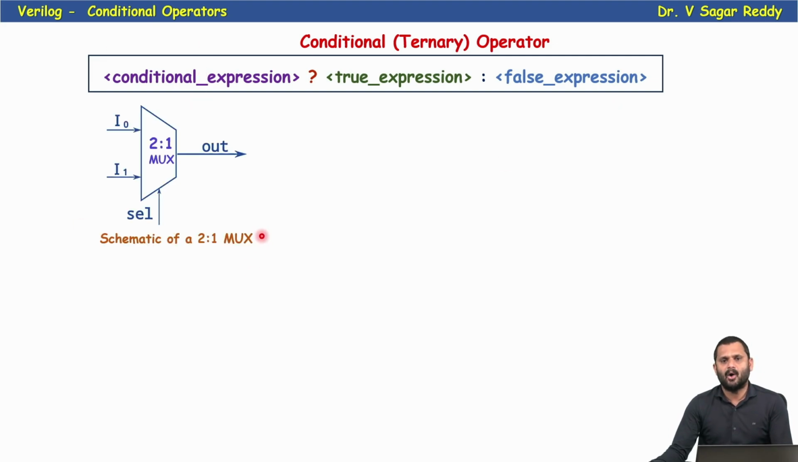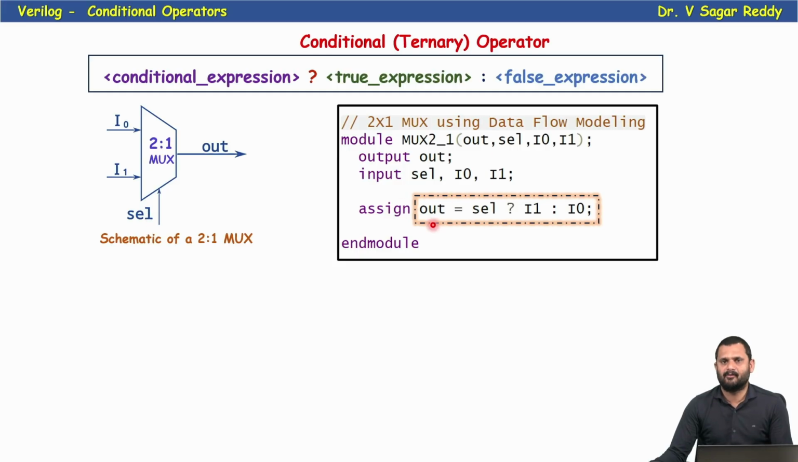Now see how we use this conditional operator to construct a 2:1 mux. This is an example I'll explain. This is a simple mux 2:1. Based on the selection line, the output may be equal to I0 or I1. Now this is a simple Verilog program in data flow modeling for a 2:1 mux. Just concentrate here. Out is equal to based on the selection. If selection is 1, then out is connected to I1. If it is true, then out equals I1. If it is false, if sel is 0, then out is I0.